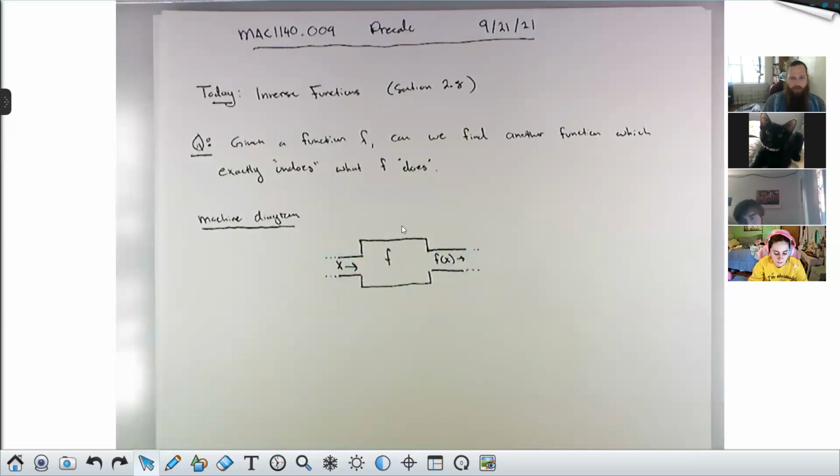Another numerical example, f of x could just be the function f of x equals 2. So 5 comes in, 2 goes out. 10 comes in, 2 goes out. -pi comes in, 2 goes out. No matter what comes in, it sends out the number 2.